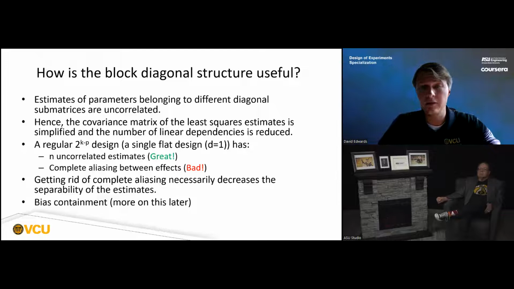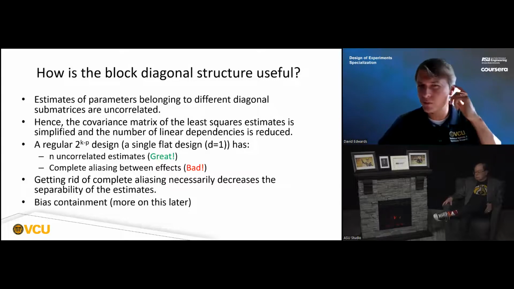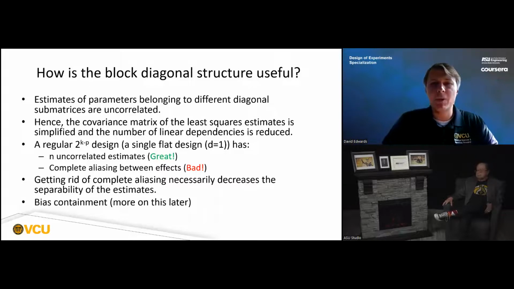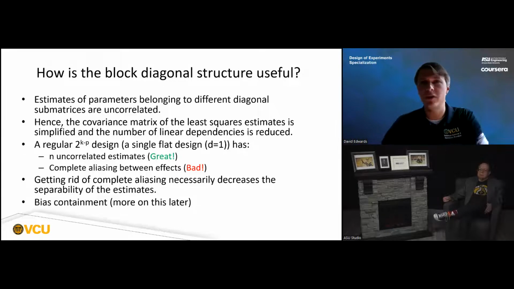So if you have a regular design, and by the way, we call a regular design a single flat design. It's just one flat. All of the estimates are uncorrelated, which is great, but we have that complete aliasing between the effects, which isn't so great. I'm going to talk a little bit more about bias containment as a benefit of the block diagonal structure closer to the end. But just note that getting rid of that complete aliasing that you have with regular designs decreases the amount of separability of the estimates, but we still get some, which is a benefit.